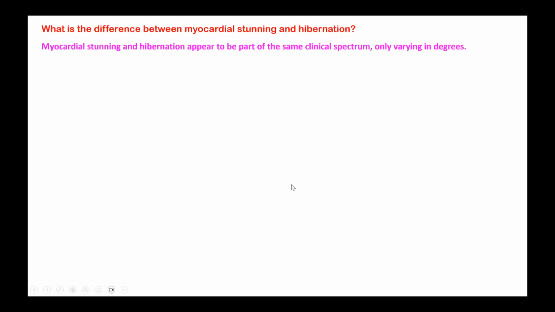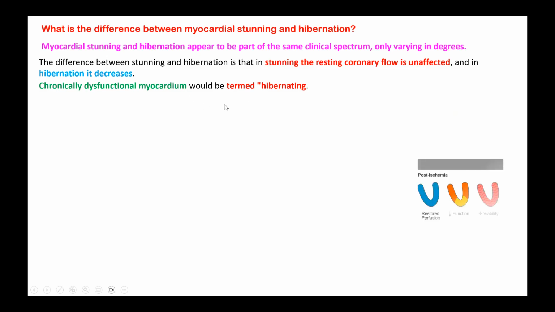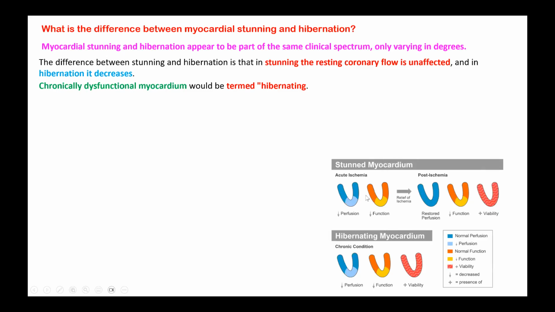And the difference between myocardial stunning and hibernation may sometimes be asked in the examination. They are nothing but part of the same clinical spectrum. In both of them, there is a lack of blood supply, but in stunning, the resting coronary blood flow is usually preserved, whereas in hibernation it is decreased. Stunning is an acute thing, a short spell, whereas hibernation is a chronically dysfunctional myocardium, and these are the changes that you will see.